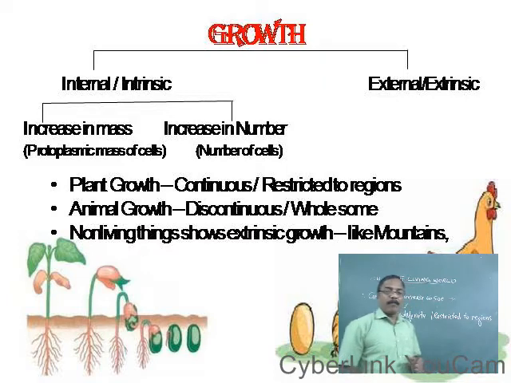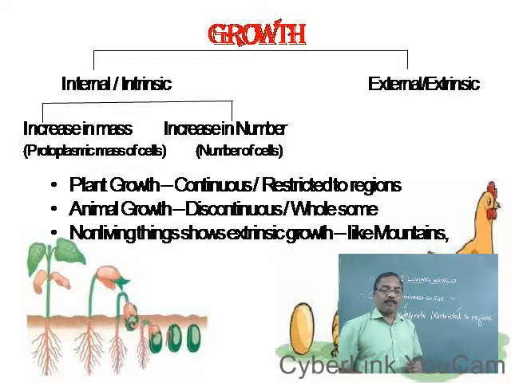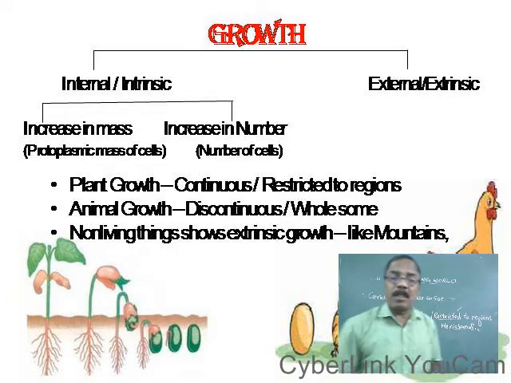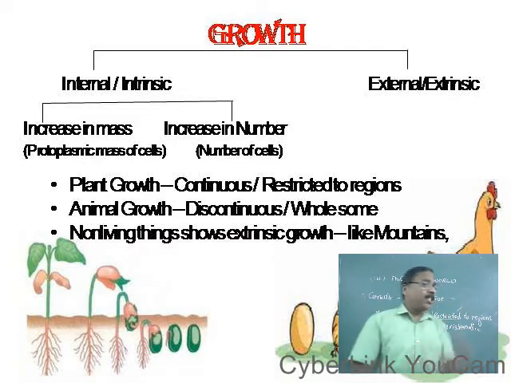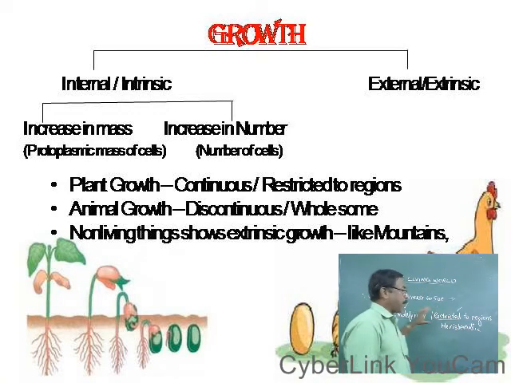But the peculiar feature of plant growth is it is restricted to certain regions. Growing regions are there in plants. All parts will not grow. There are certain regions growing. So the growth is restricted to these regions. There is specialized tissue in plants for effecting growth. It's called meristematic tissue. So these tissues will help in increasing the size of the plant body. So that's a peculiar feature of plant growth.